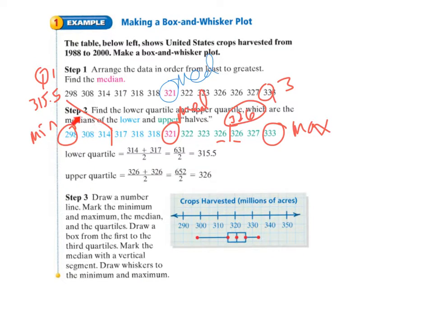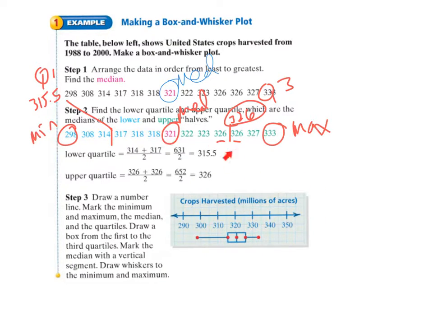And then what we do with these numbers, we take the minimum, we put a dot where that is. So our number line goes from 290, so we go down here to 298, which is right before 300, right? Put a dot there. Then the maximum, 333, figure out where that is, which is just past the 330, so put a dot there.